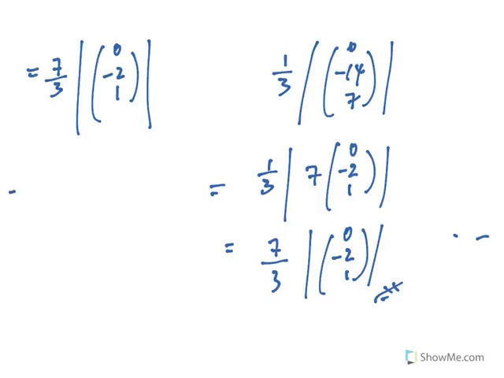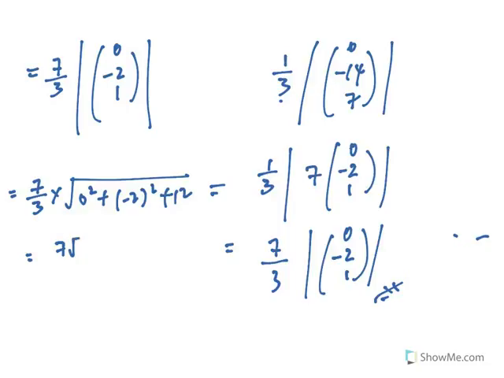Then with that, the magnitude of this is 7 over 3 multiplied by square root of 0 squared, negative 2 squared, 1 squared. This is square root 5, so you have 7 square root 5 over 3. What's the distance? Distance, so we put units. To answer what we asked just now, we put units. So that's the distance.